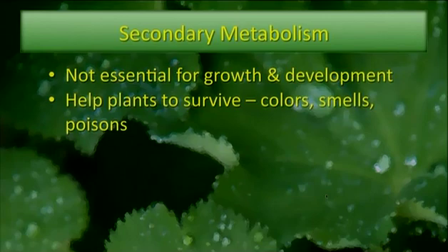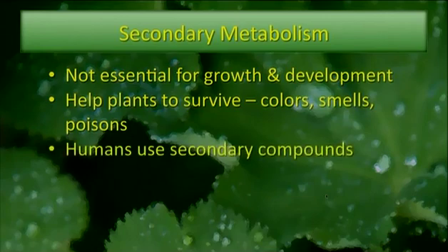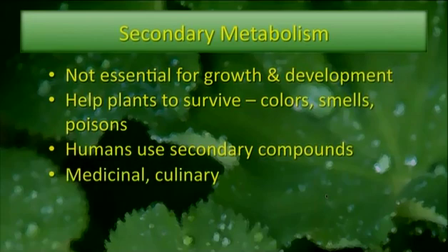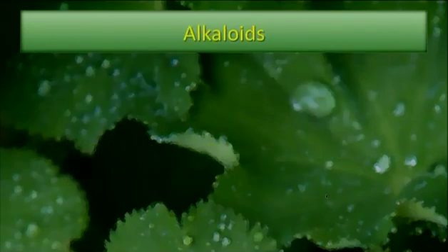Secondary metabolites. We humans do use secondary compounds. There have been thousands of them discovered or identified, but there may be 50,000 to 100,000 existing in plants, and the majority, of course, are not identified yet. We use these secondary compounds for medicinal purposes, also for culinary purposes, for medicine and for food, or to spice food, etc. So we have various categories of these secondary metabolites. We have alkaloids.